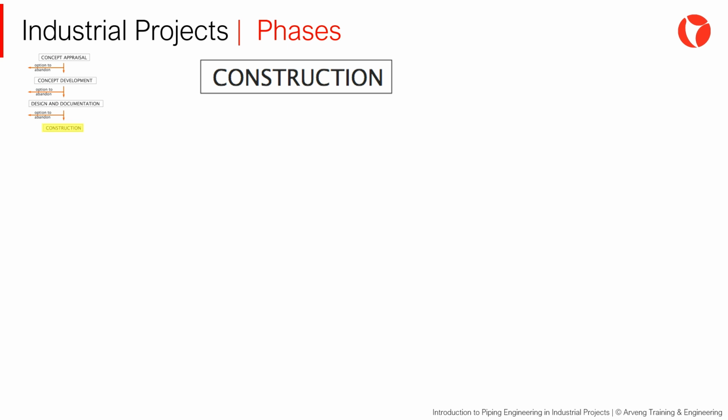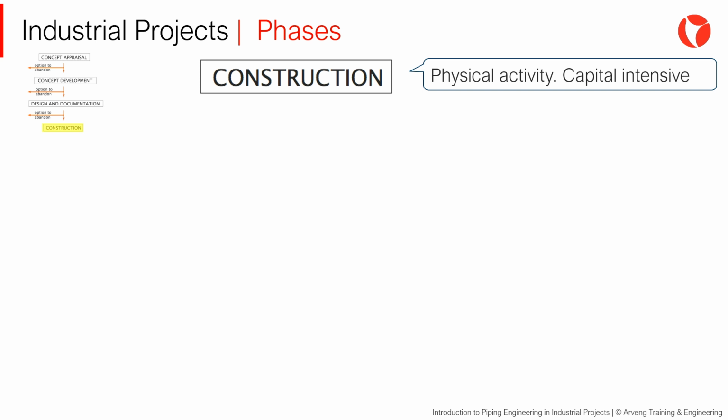Finally, we have the construction phase. This is the most capital-intensive phase and involves the most physical work on site. It is heavily influenced by the concept development and design stages. The higher the quality of deliverables from those earlier phases, the fewer unexpected issues will arise during construction. The construction phase can be divided into 4 key activities.